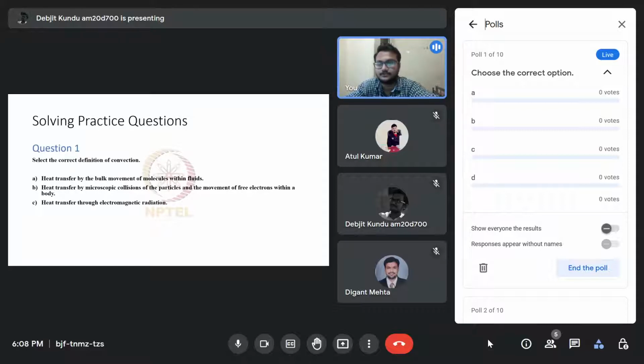I'll read out the question once again. The question says, select the correct definition of convection. As we know, this course is on the fundamentals of convective heat transfer, so this is the main fundamental thing which we will be looking at in detail. But first things first, what is the correct definition of convection? Is it heat transfer by bulk movement of molecules within fluids? Is it heat transfer by microscopic collisions of particles and movement of free electrons within a body? Or is it heat transfer through electromagnetic radiation?